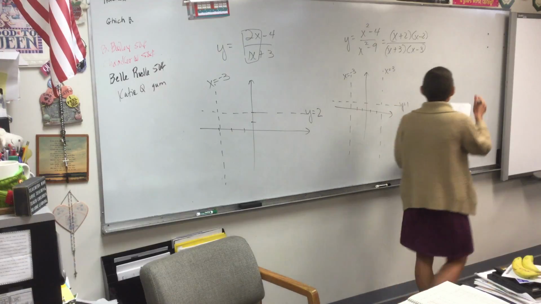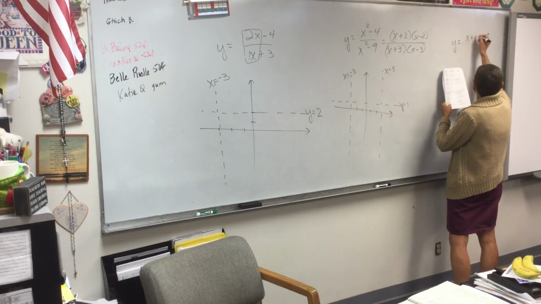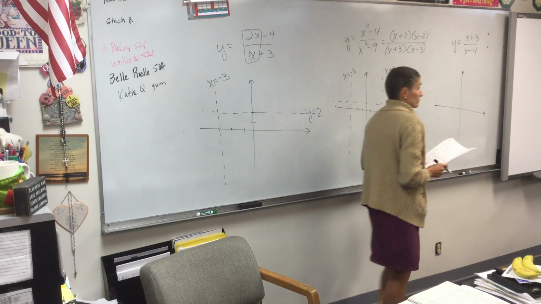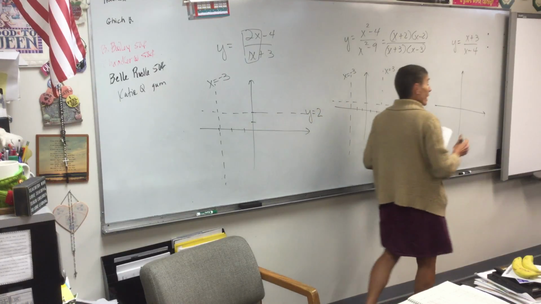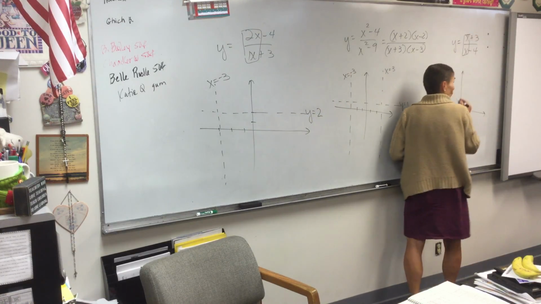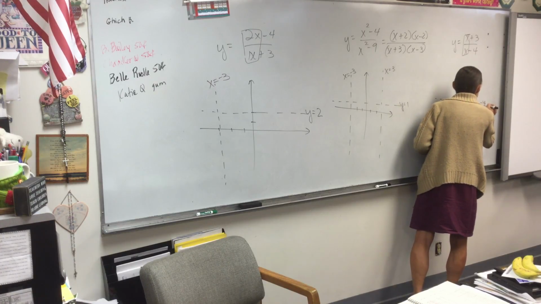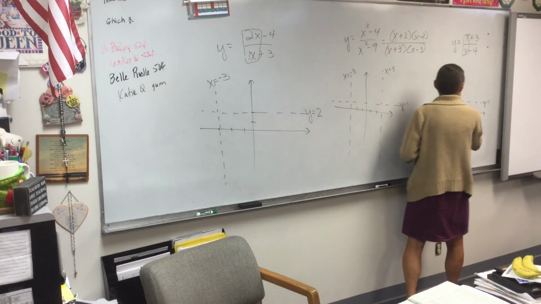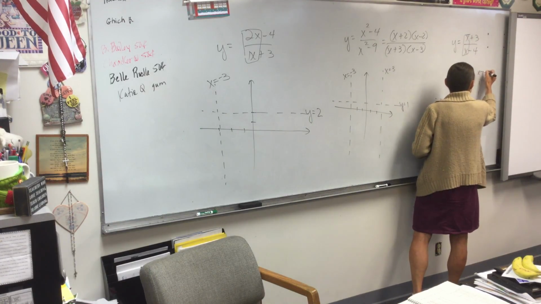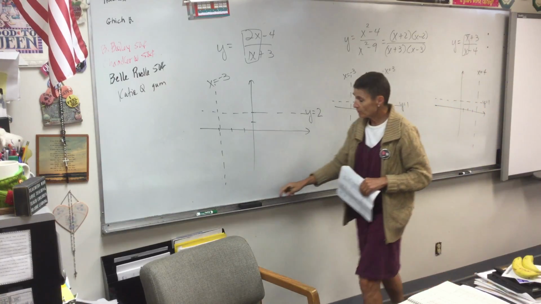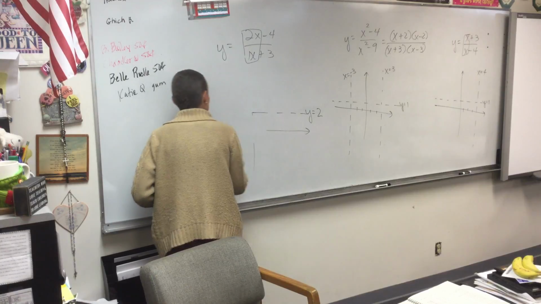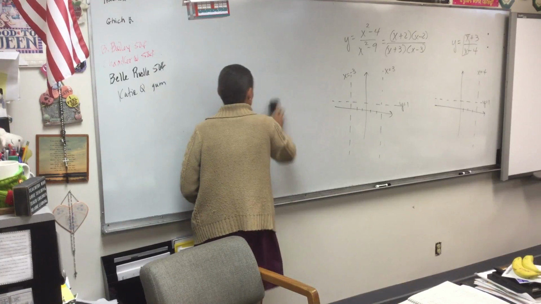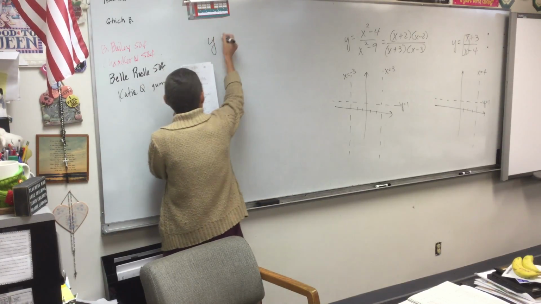Okay, next. What about this one? The horizontal asymptote is 1 over 1, so y equals 1 is my horizontal. My vertical is where x equals 4. Now, if you've got a question about that, you need to stop me right now and ask it, kids. We've been talking about these. We need to get it sorted out.